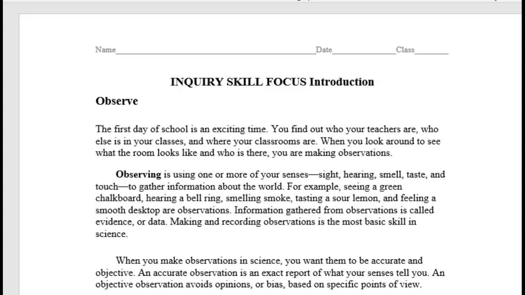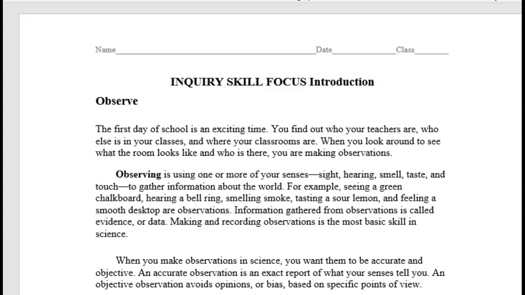When you make observations in science, you want them to be accurate and objective. An accurate observation is an exact report of what your senses tell you. An objective observation will avoid all opinions or bias, which is based on specific points of view.